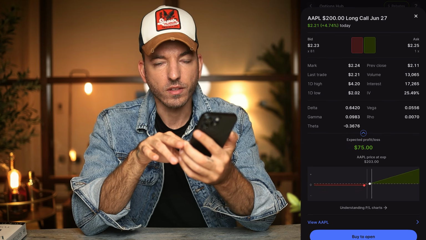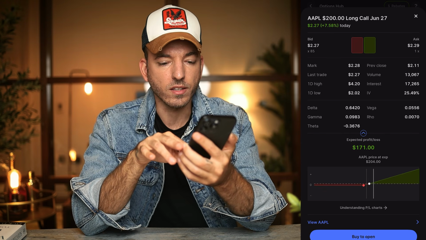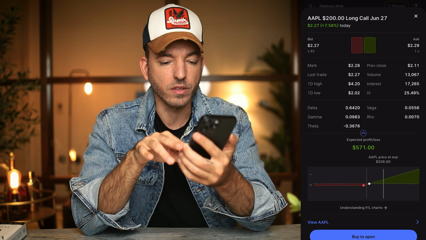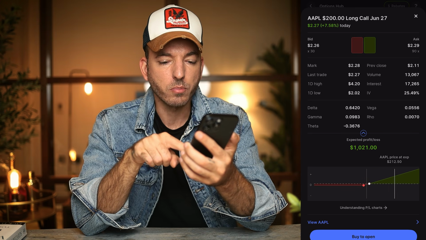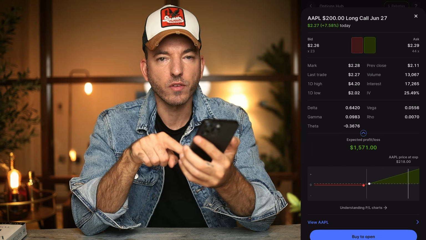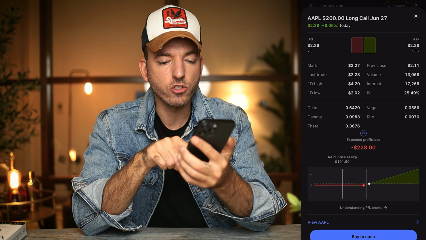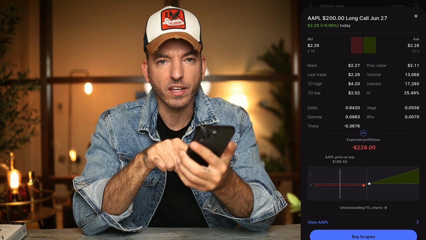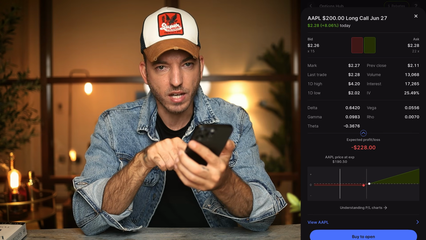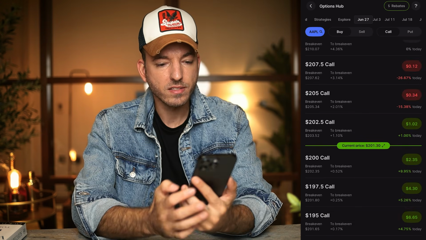202.25 in this case. This is just because the option contract is constantly moving right now because the market is open. But I'm going to get profit all the way up, and it is unlimited profit if you buy call options. But your loss is capped to $228, the amount that you're paying in premium to buy this option contract. Okay, good. Let's buy to open.